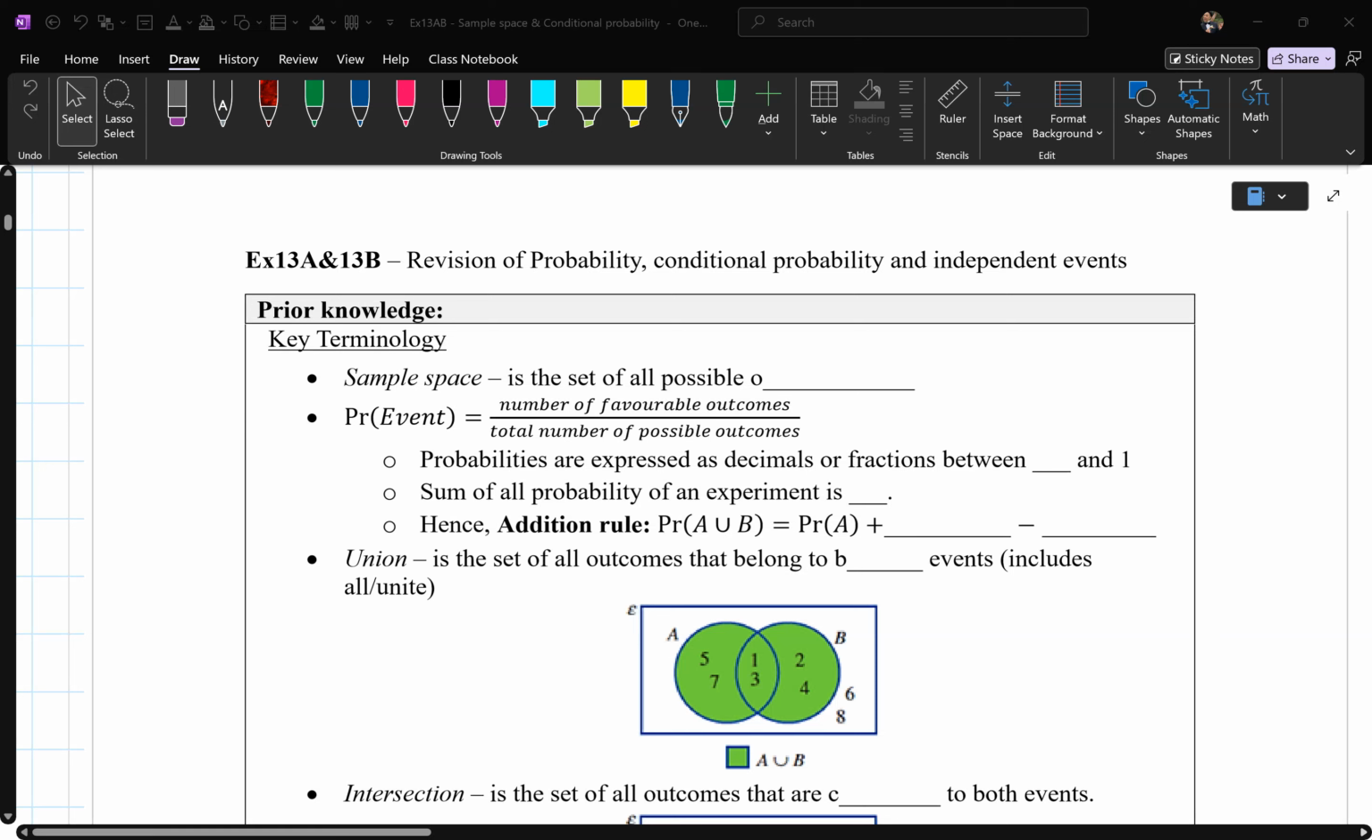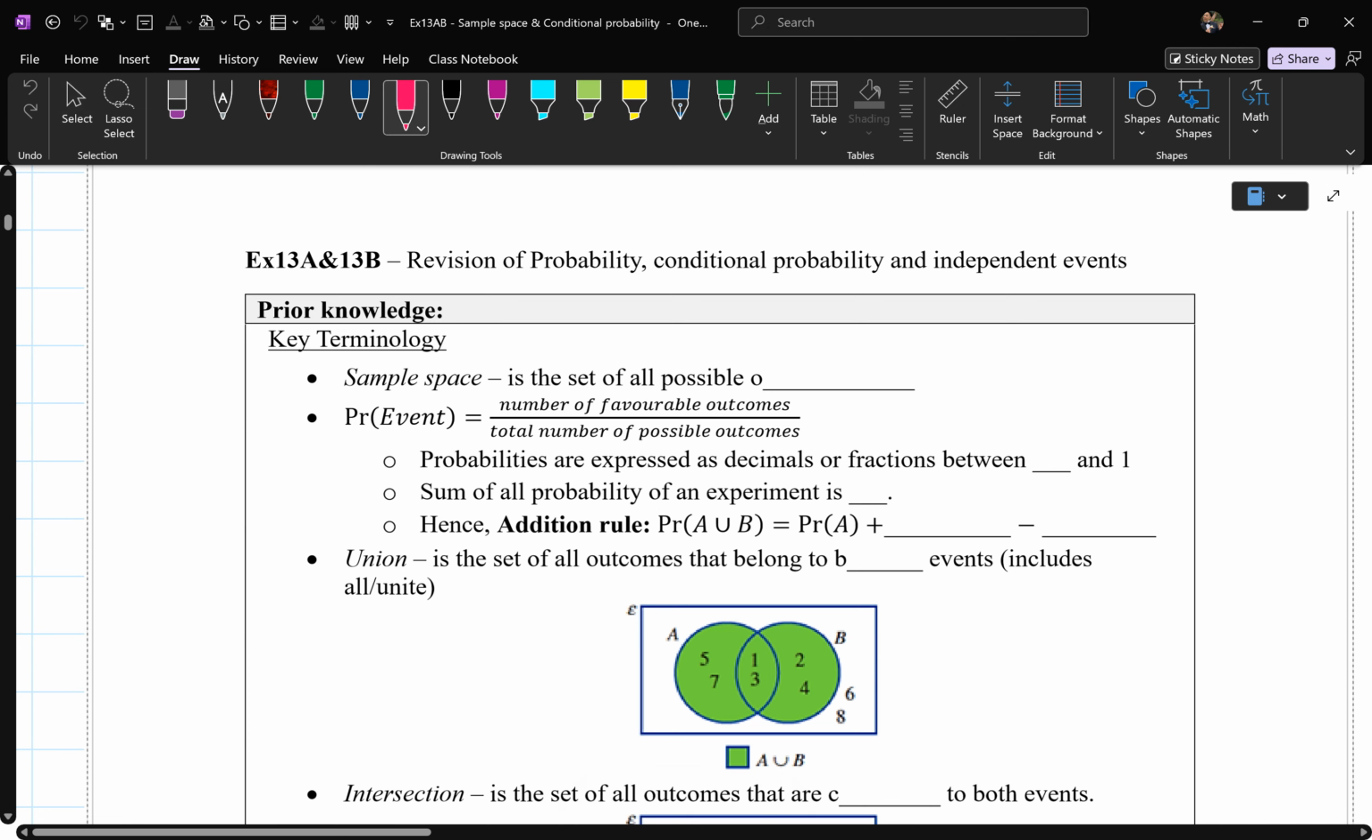All right, it's recording. Exercise 13A and 13B. We're going to revise pretty much everything you've learnt about probability from year 7 to year 11. Let's see what you remember.